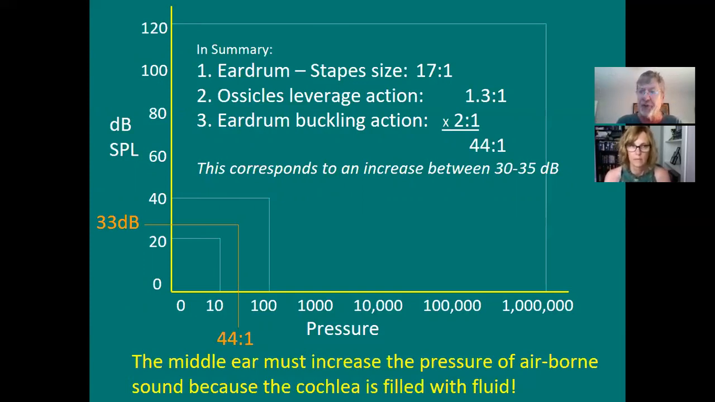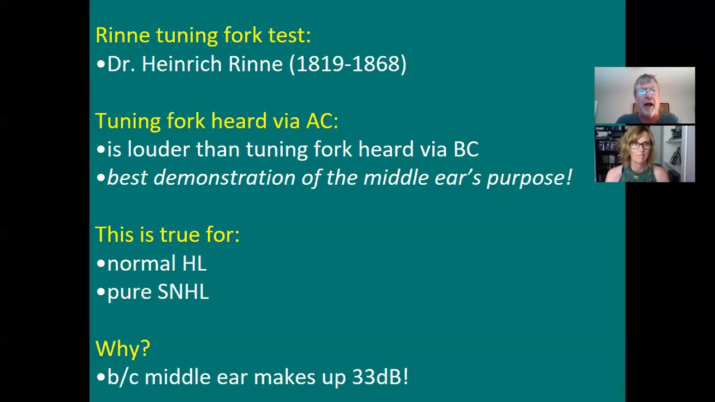The Rinne tuning fork test. See how it all fits together? All right, Dr. Heinrich Rinne, 1819 to 1868. A tuning fork heard via air conduction is louder than a tuning fork heard via bone conduction. That's the best demonstration of the middle ear's purpose. And this is true for normal hearing, it says on the slide, and for pure sensory neural hearing loss. How come? Because in normal hearing and in sensory neural loss, there's nothing wrong with the middle ear. The middle ear thus makes up 30 to 35 dB.